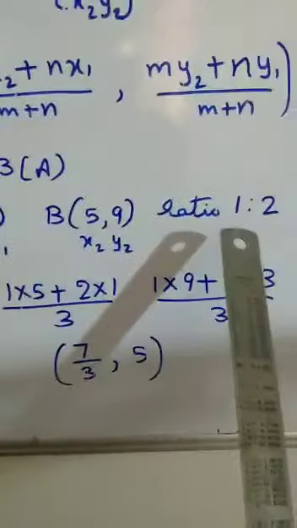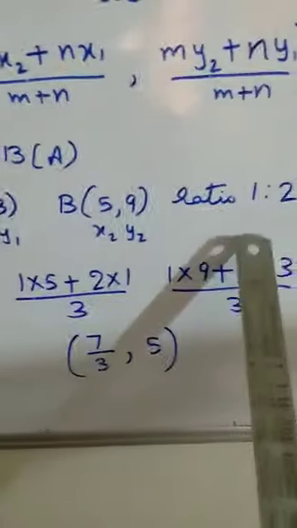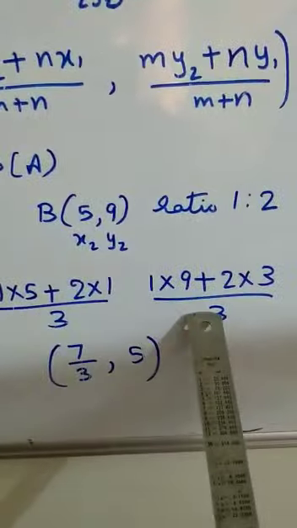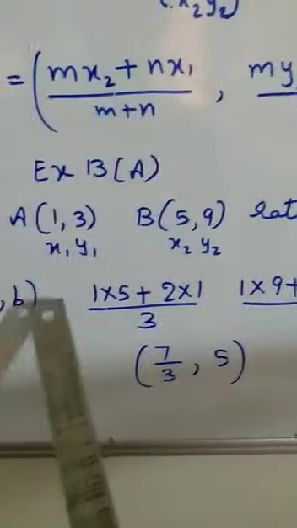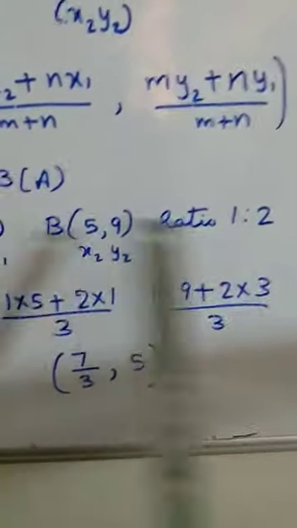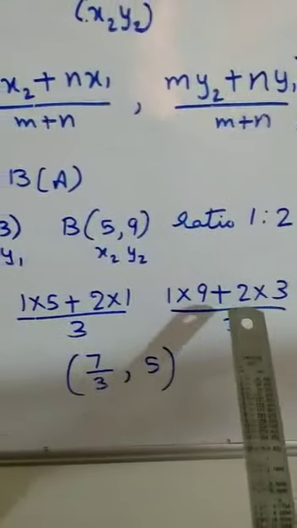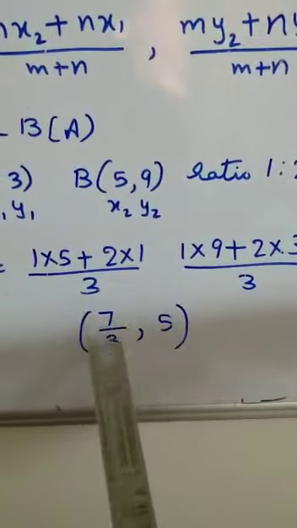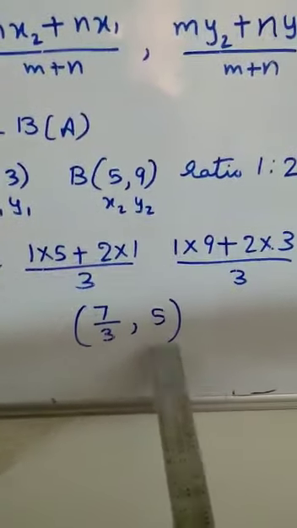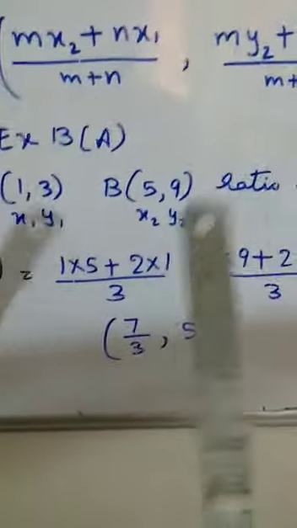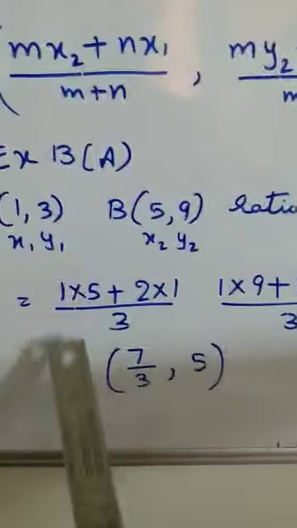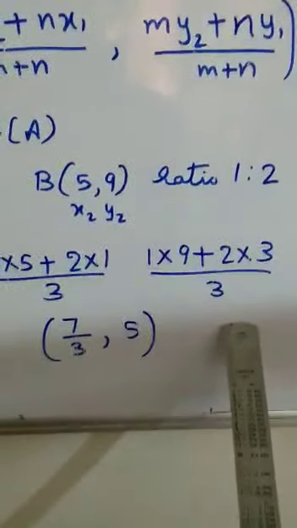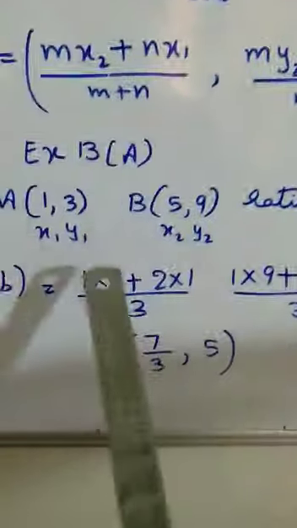So a is 1 into 5 plus 2 into 1 upon the sum of the ratio. In a similar way, find b: ratio into y2 plus ratio into y1 upon 3. You will get the coordinates 7 upon 3 and 5. Now the question was to find the coordinates. I cannot leave it like this. Many girls have this habit of leaving it. 7 upon 3 and 5, answer? No, they didn't ask you that. They asked you to find the coordinates.